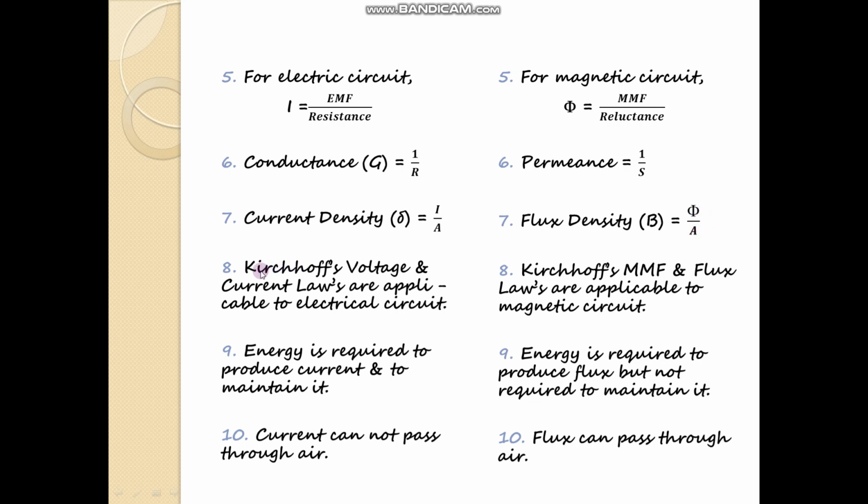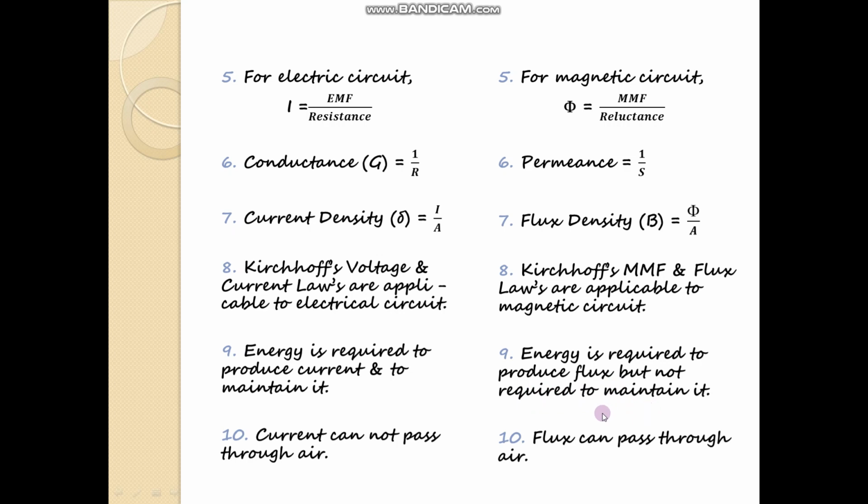In an electric circuit, Kirchhoff's voltage and current laws, meaning KVL and KCL, are applicable. In a magnetic circuit, Kirchhoff's MMF and flux laws are applicable. Now this is a very important point. In an electric circuit, energy is required to produce the current as well as to maintain the current. But in a magnetic circuit, the energy is required only to produce the flux and not required to maintain it in the circuit.